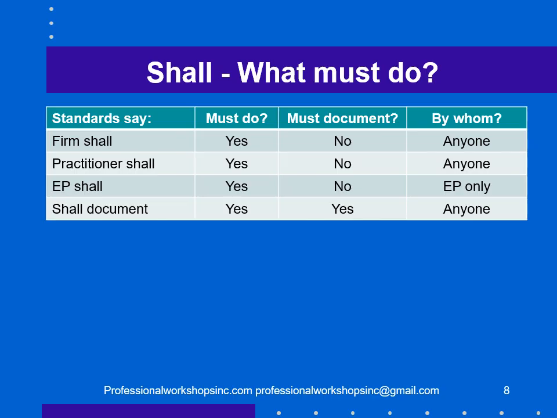And who can do it? In the first two, anyone can do it. If it says the engagement partner shall, then that has to be the engagement partner. Forms are kind of set up so that if this is something the engagement partner shall do, it has to be signed off by the engagement partner. The only time we must document it is if the standards say shall document. Now that can still be done by anyone. It doesn't have to be done by the engagement partner. But only when it says shall document do we have to document.